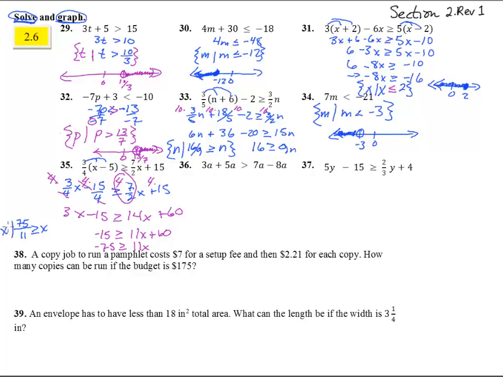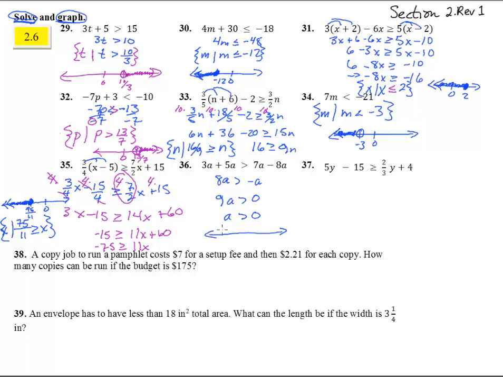Now we can put the graph up here. There's 0, there's -75/11, so about -7. x is on the smaller side of it, so we're going to color it in and then go over to the left. Number 36. 3a plus 5a, that's 8a, is bigger than 7a minus 8a, that's -1a. Add a to both sides, we get 9a is bigger than 0. Divide both sides by 9, we get a is greater than 0.